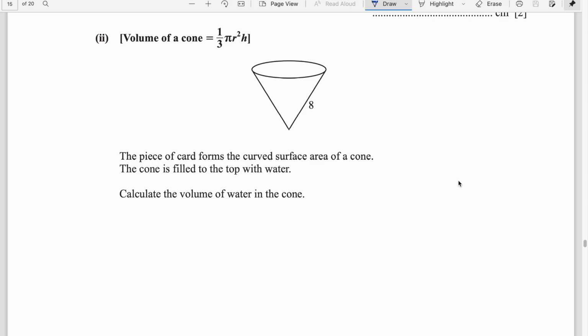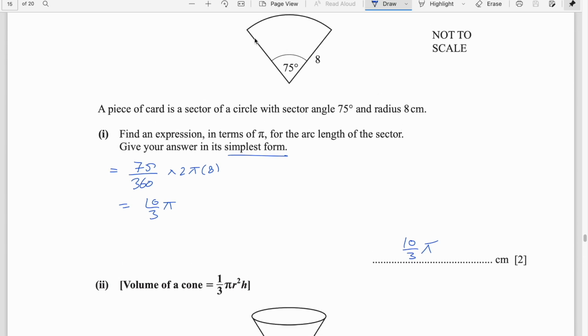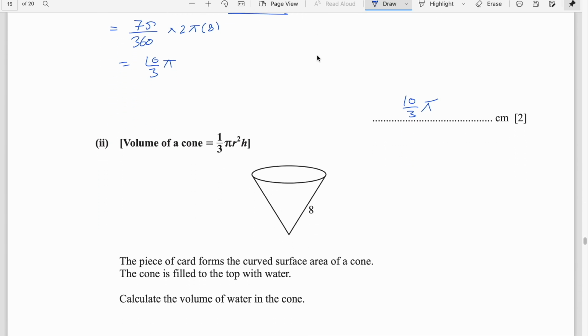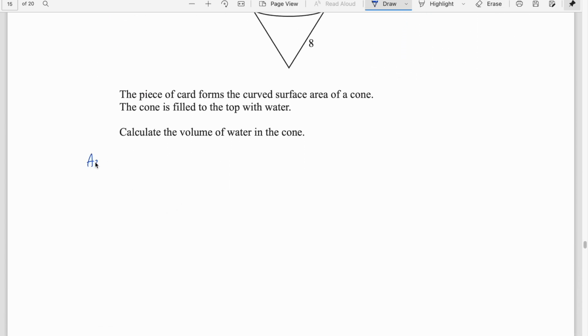Volume formula is given. The piece of card forms the curved surface area of the cone. The cone is filled to the top with water. Calculate the volume. So this arc length actually now turns around to make it a cone, and so this top circle is equal to the arc length, it is now the new circumference. So 10 by 3 pi is equal to 2 pi r. So if we solve for r, this is 5 by 3 centimeters.